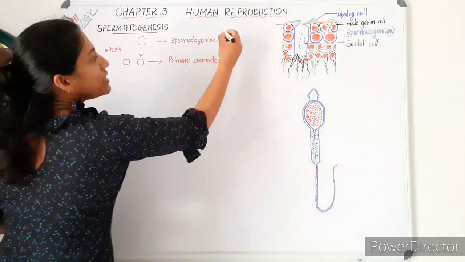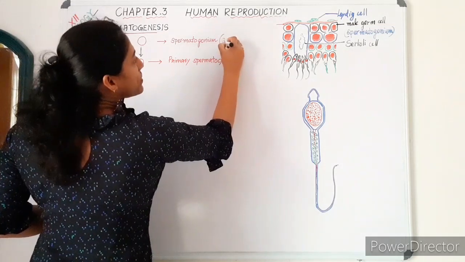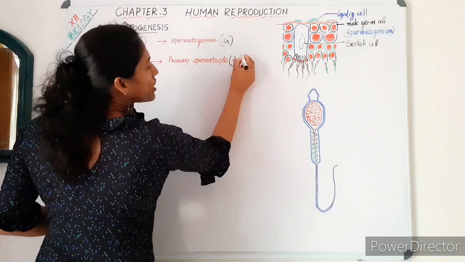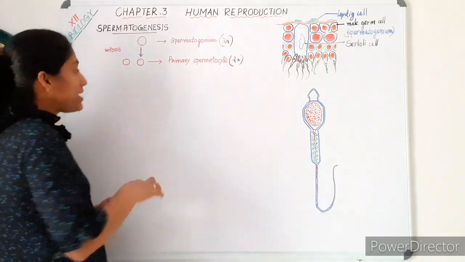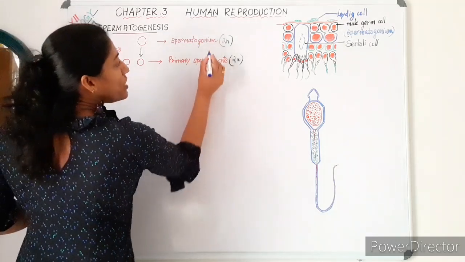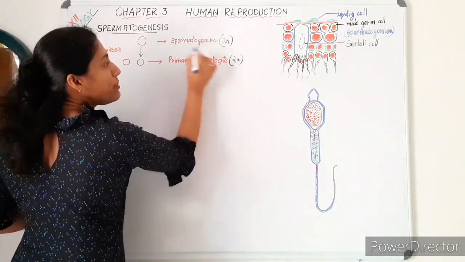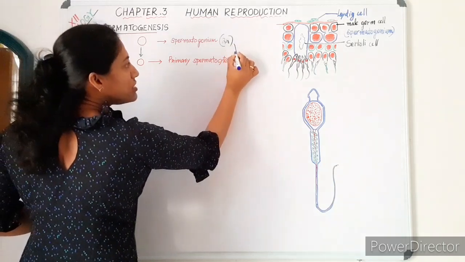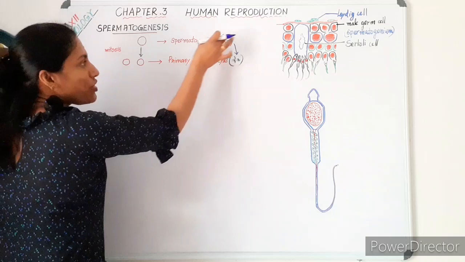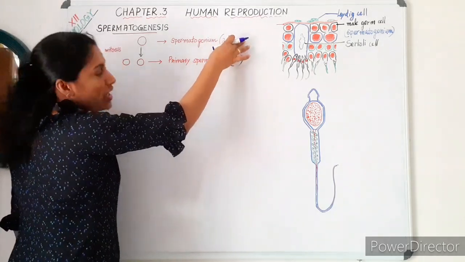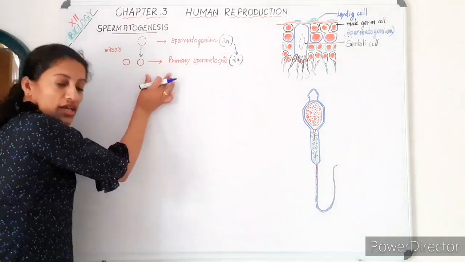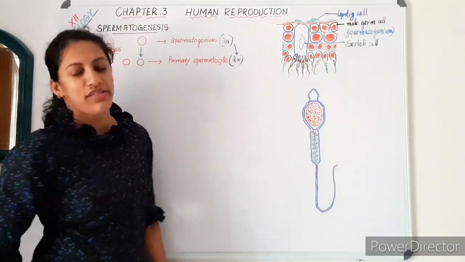So understand, the primary spermatocyte and spermatogonia, both cells are diploid. Keep in mind, the spermatogonium is producing primary spermatocyte by mitosis. So this is diploid and this cell is also diploid. Got it? The spermatogonium is a diploid cell. It is producing primary spermatocyte by mitosis. So this is also a diploid cell.